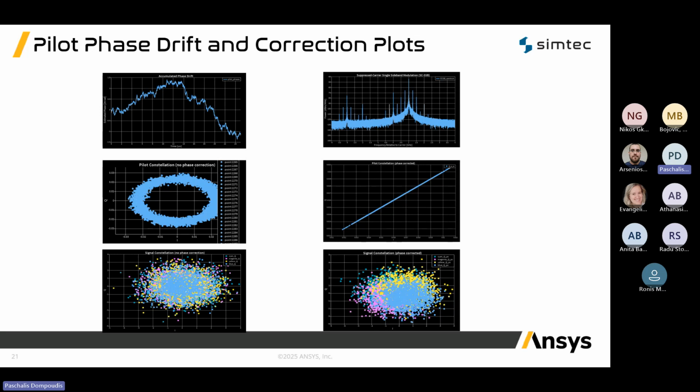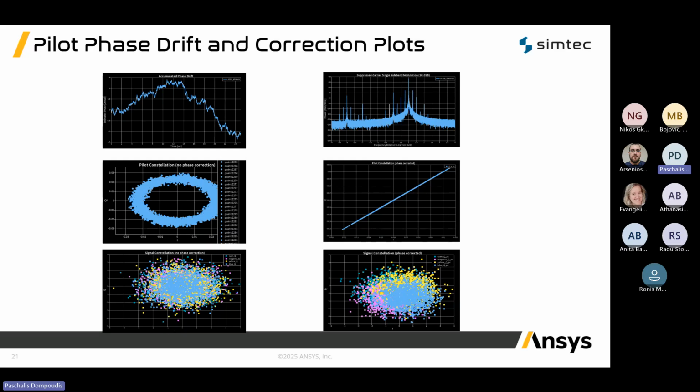So here are the plots, the results from the previous steps I described. In the top left plot, the blue trace is the pilot's accumulated phase. We can see that in just 20 microseconds, Bob's laser has drifted about 1.5 rads.